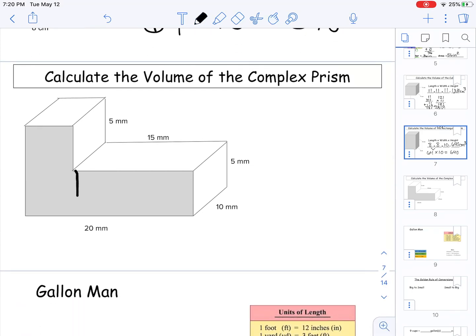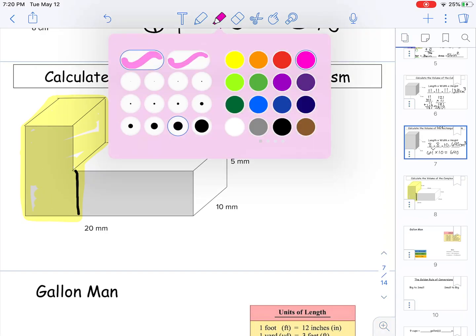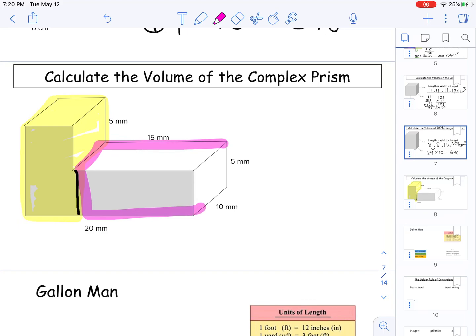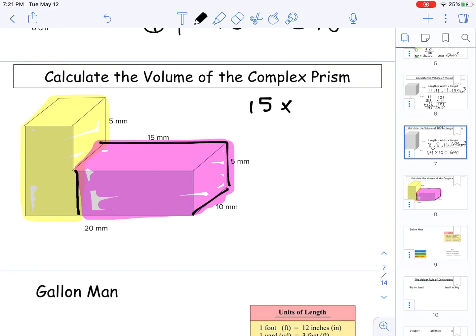Okay, complex volume. Remember, you got to break the shape up. So now I have this rectangular prism, and I have this one. And I need to get the 3 dimensions. If you notice the pink one, he already has all 3. He has length, width, and height. So he's my easy one. So for him, I'm going to do 15 times 10 times 5. Again, use your friendly numbers.